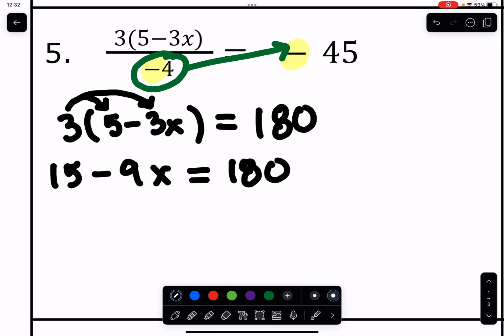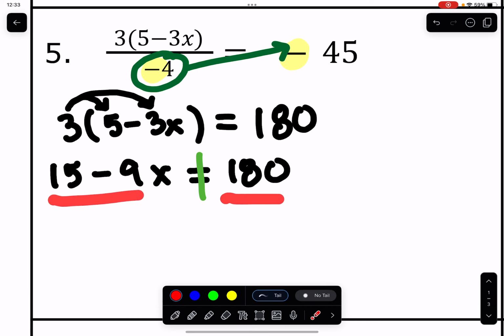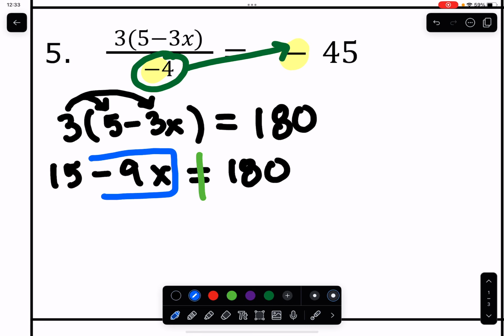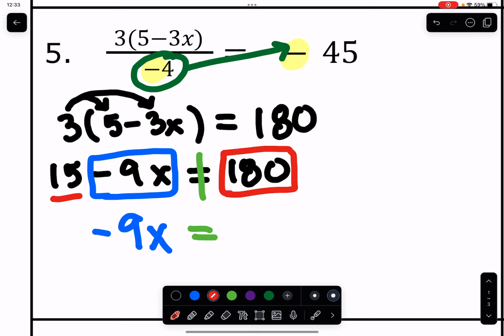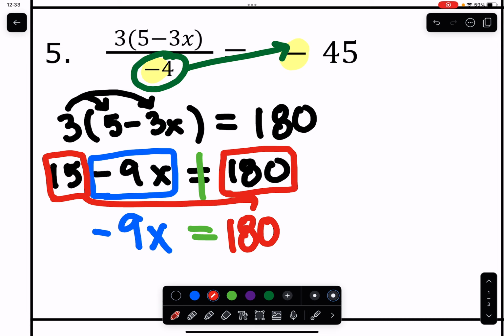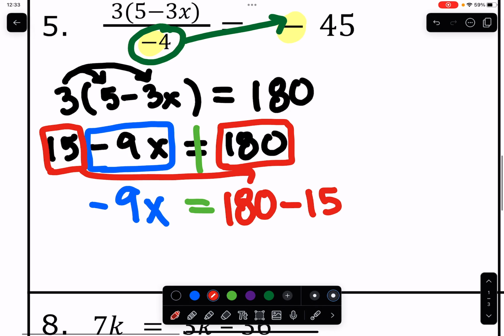And then again, variables on the left side. Here's my equal sign. So here's the left side and here's the right side. I want my variable to be on the left side. So negative 9x is not going to move, so it's going to stay as negative. And I want my constants, which are 180 and 15, to be on the right side. Well, 180 is already on the right side, so that's just simply brought down. But the 15 needs to be moved to the right side of that equal sign, and that's going to change it to a negative 15.